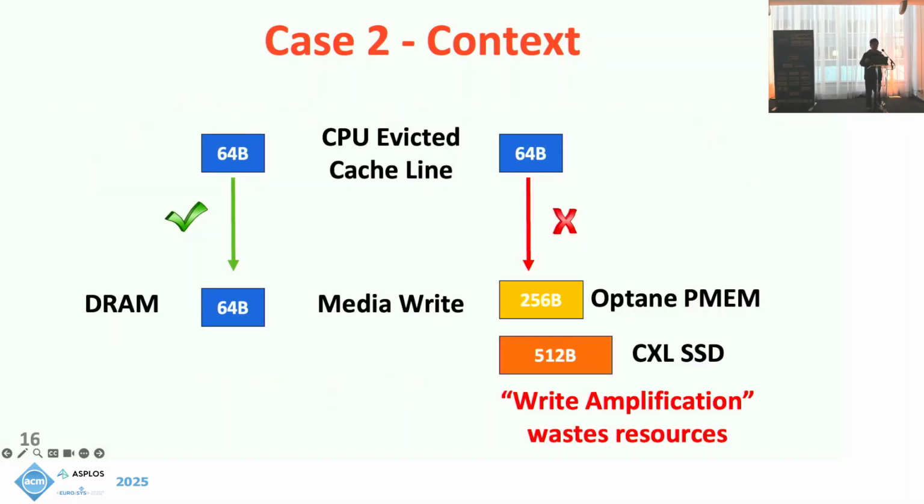Now let's assume that the 64-byte cache line was evicted from the CPU. For conventional DRAM, it's going to symmetrically cause a 64-byte immediate write. However, for an Optane persistent memory module, it's going to write 256 bytes instead. And even worse, for a CXL SSD, it's going to write 512 bytes. This is going to cause the repeatedly mentioned write amplification, wasting a significant amount of resources that are already limited.